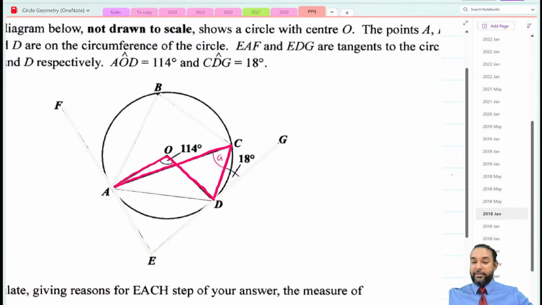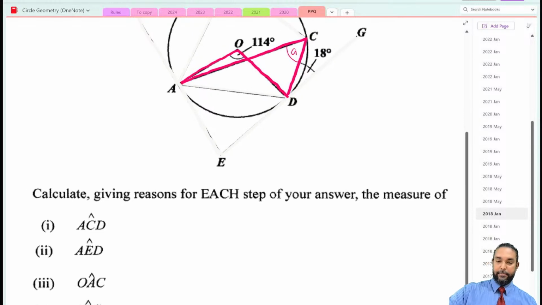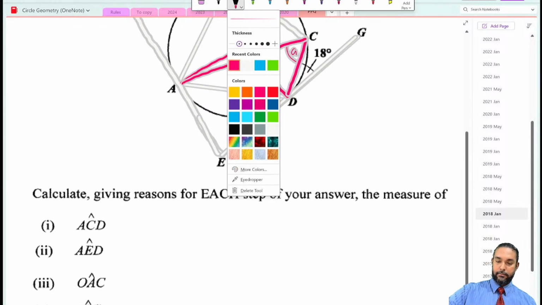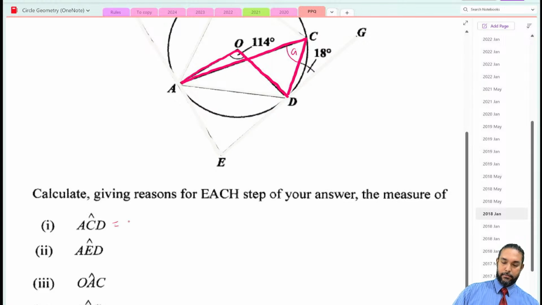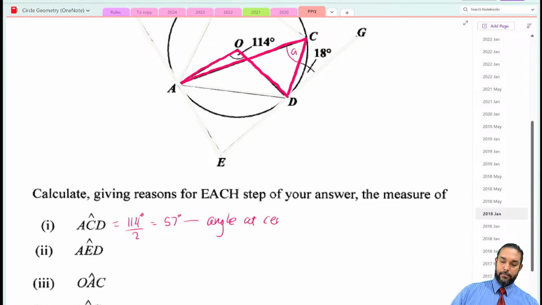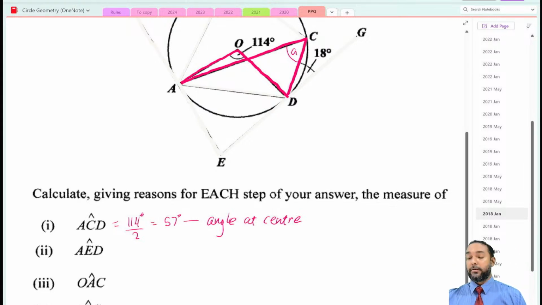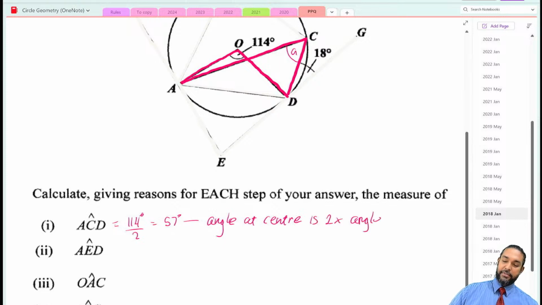Right. So here we could see that angle A would be 114 divided by 2, because the angle at the center is double the angle at the circumference. Let's put that. You see it now? All good. The good thing about taking the scenic route is you find other things, and when you find other things, you can use them later on.